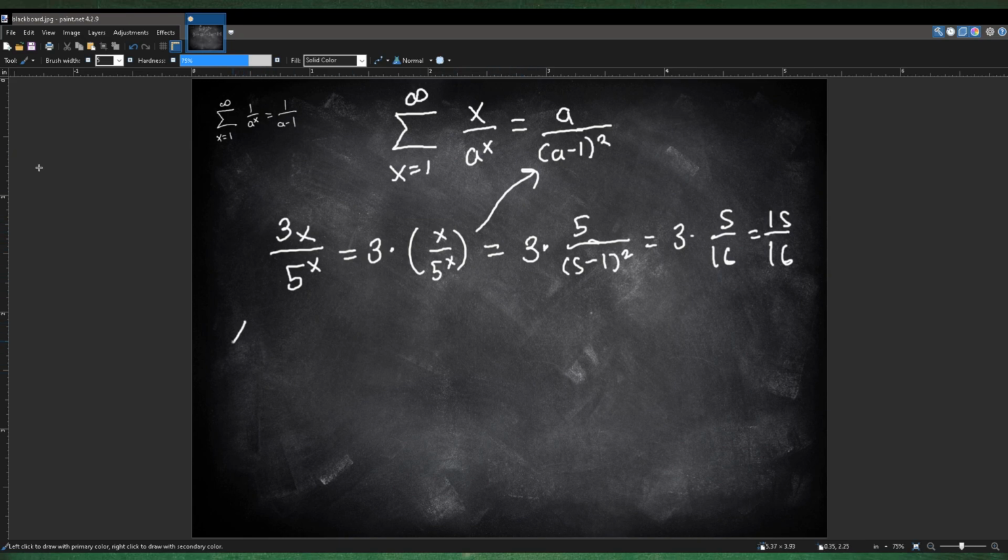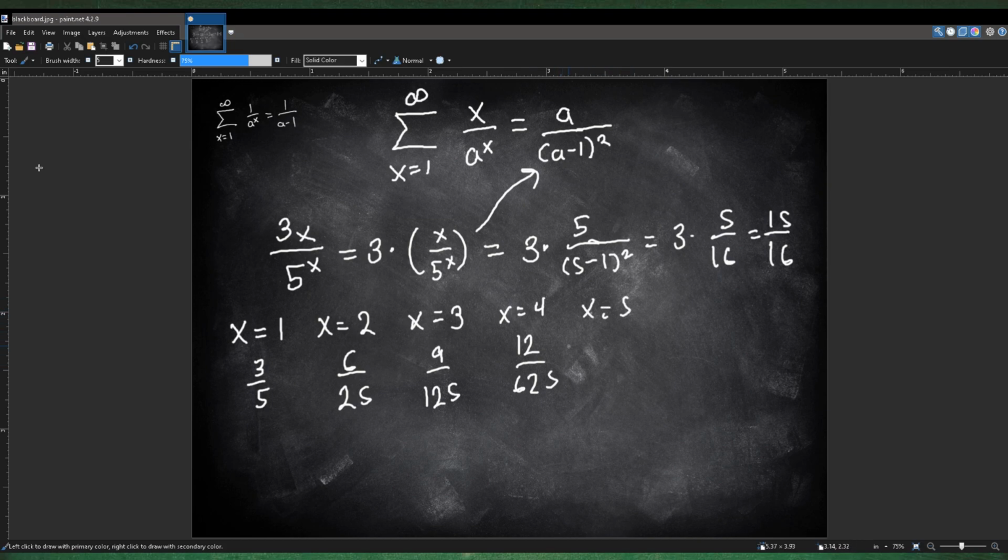So when x is equal to 1, and we put it in here, that's just 3 over 5. I'll just be writing this down so then you can put it in your calculator. x equals 2, so that's 6 over 25. x equals 3, that's just 9 over 125. And then x equals 4, we have 12 over 625. And x equals 5, we have 15 over 3125.